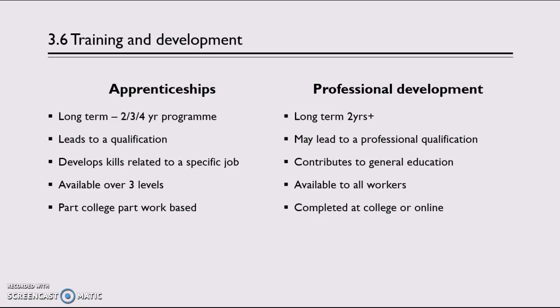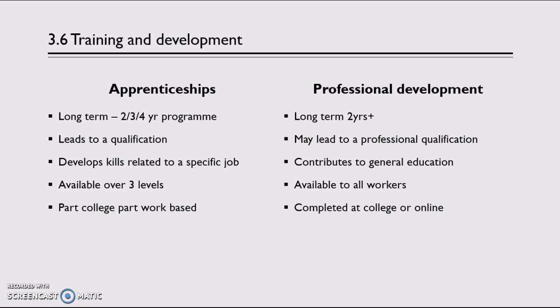So an apprenticeship is a long-term program. It can go over 2, 3, or 4 years, and you are employed to learn on the job, so to speak. You ultimately get a qualification that can be a level 2, a level 3 qualification, and what you get are skills related to a specific job. So you might do an apprenticeship to be a plumber or an accountant, and obviously you learn everything to do with that type of job.